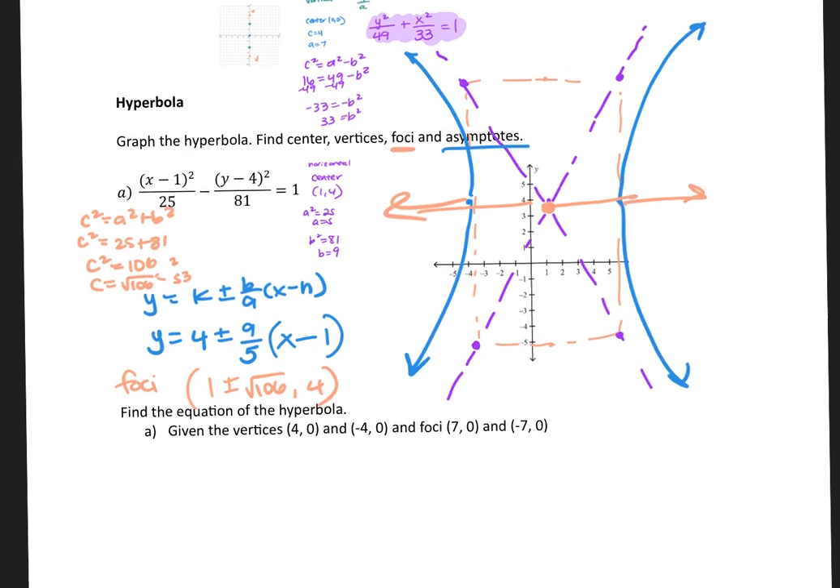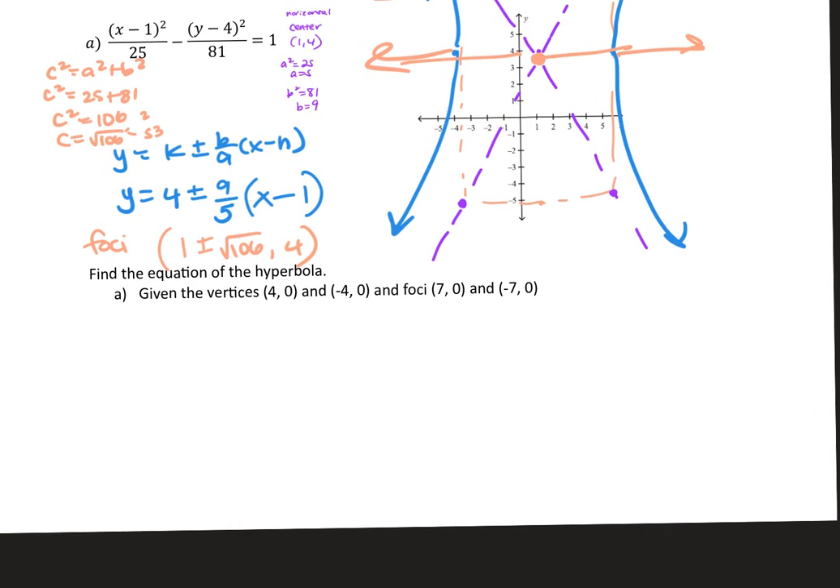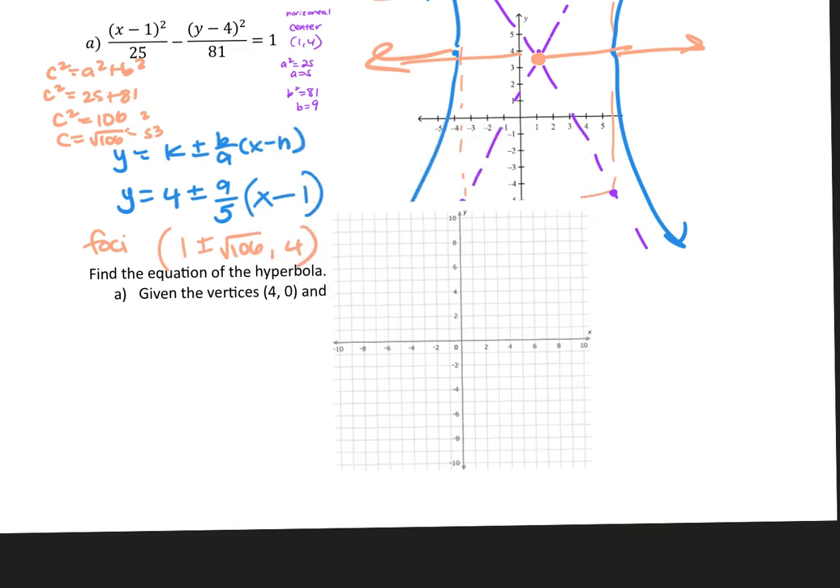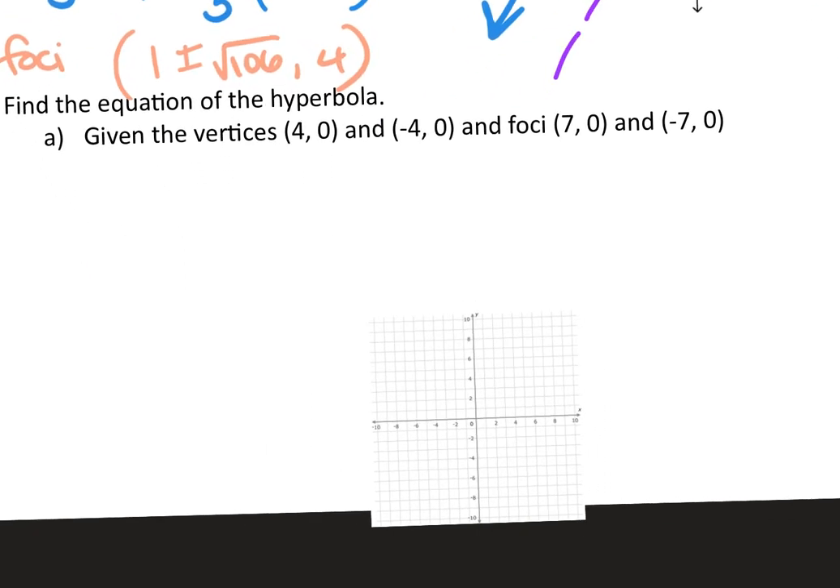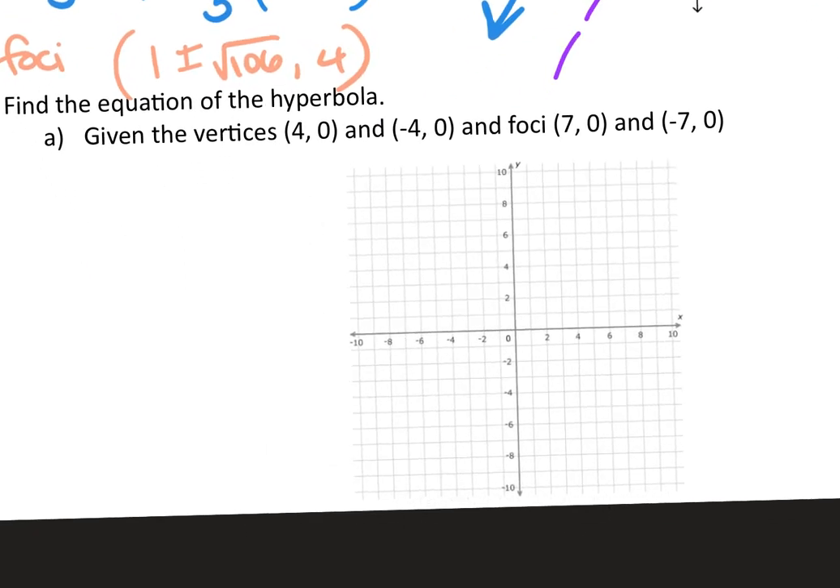All right, then we reverse it. The equation of the hyperbola: vertices at 4, 0, and negative 4, 0, and foci at 7, 0, and negative 7, 0. So what do we know about this guy already? A is 4. C is 7. It's horizontal.